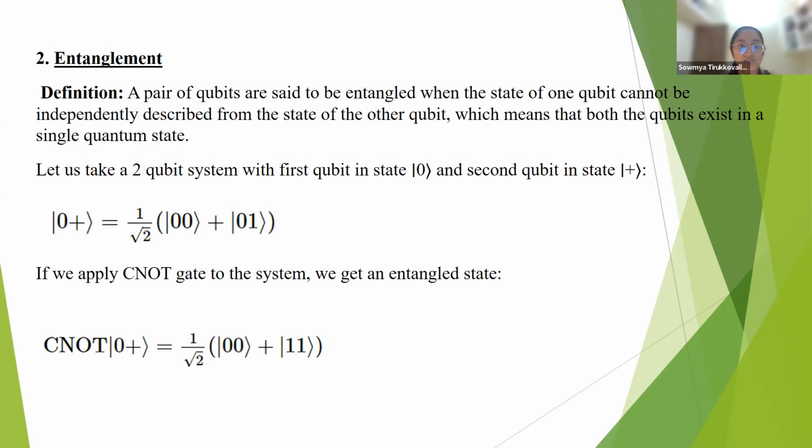So when you apply a CNOT gate to the system, CNOT is a quantum gate which I'll explain later on, you get an entangled state. So when you measure the state of the first qubit, if you get 0, you immediately know that the state of the second qubit would be 0. Vice versa, if you measure the state of the first qubit and it shows state 1, then you immediately know that the state of the second qubit is 1.